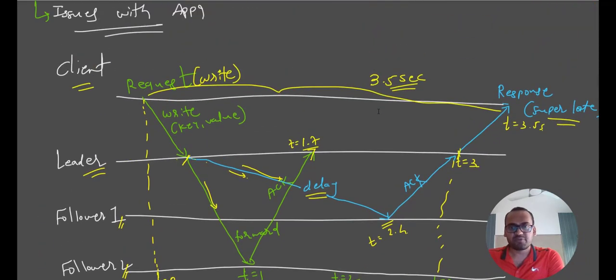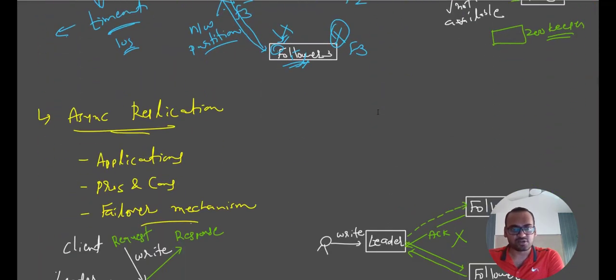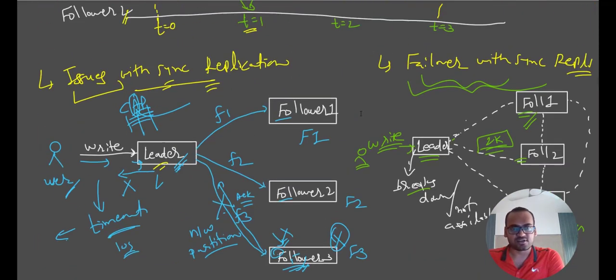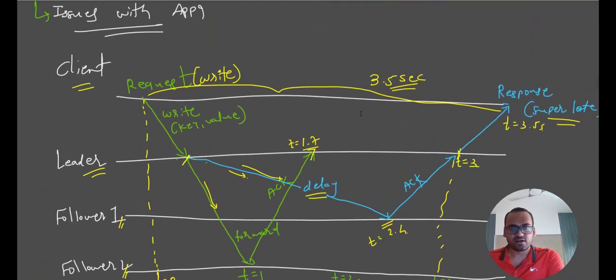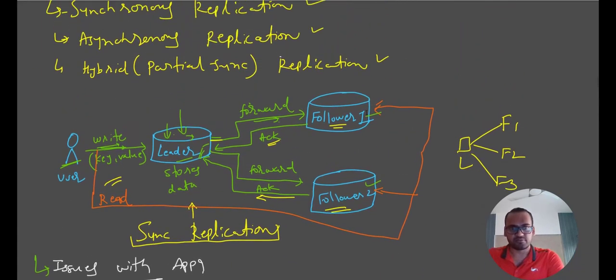Before we deep dive into async replication, let's see how the client works. Here we have seen that the client will send the write request to the leader. But we have not talked about why the read request is sent to the followers only. You have seen this, the followers, right? Why is it not sent to the leader?